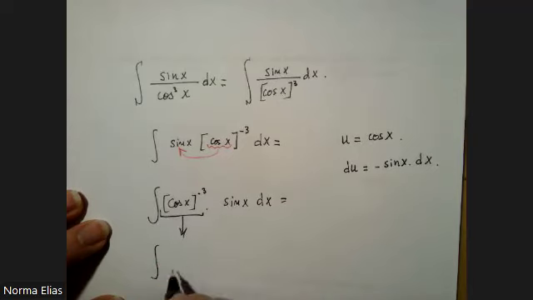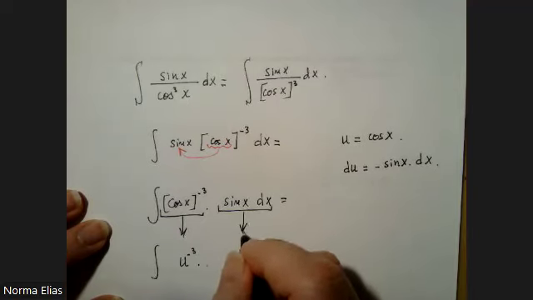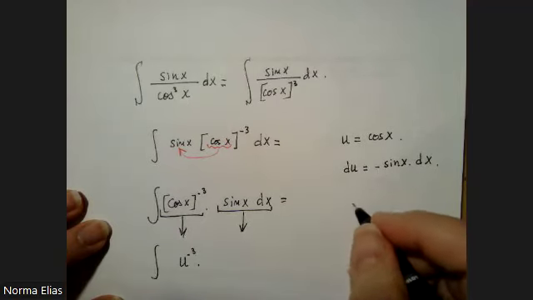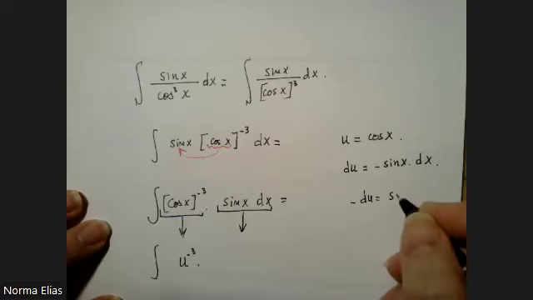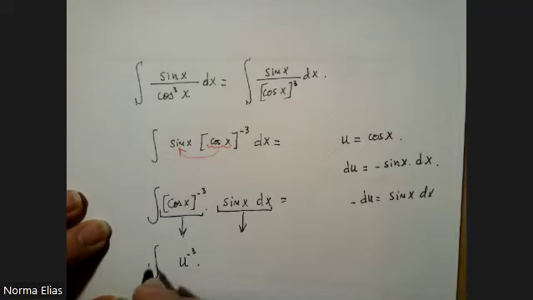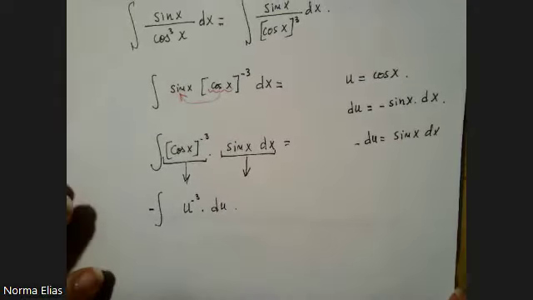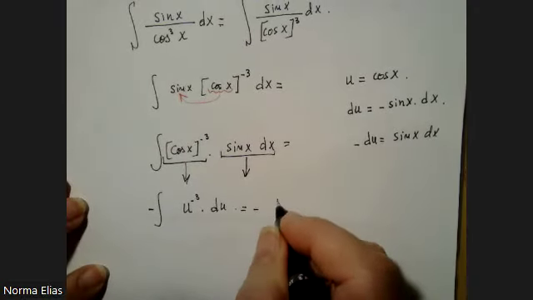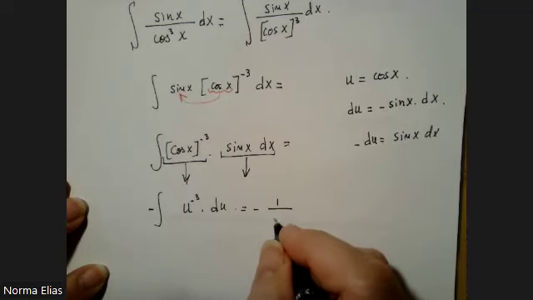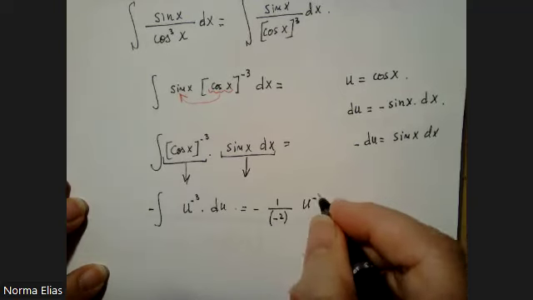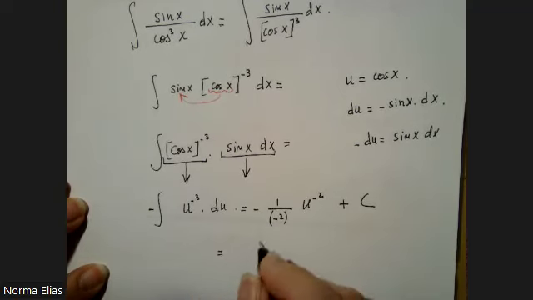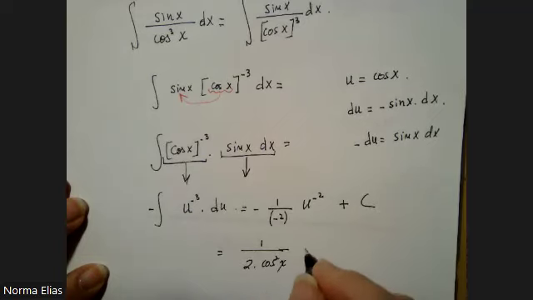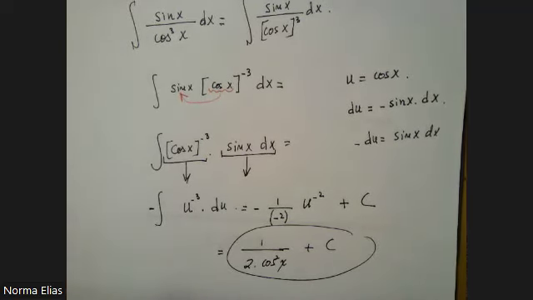Cosine x is exactly the u to the minus 3. And the sine x dx, that's the minus du. I can put the minus out, and now I have a very, very simple integral to proceed. This will give me minus 1 over minus 3 plus 1, which is minus 2, u to the minus 2 plus c, which gives 1 over 2 times u squared, which is cosine squared x, plus c, and that's the end of the problem.